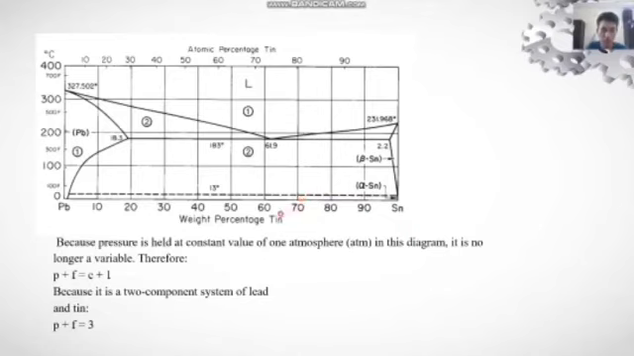To understand the phase rule, consider the example of the two-component lead-tin phase diagram at constant pressure. Because pressure is held at a constant value of 1 atmosphere in this diagram, it is no longer a variable. Therefore, P plus F equals C plus 1. Because it is a two-component system of lead and tin, P plus F equals 3.